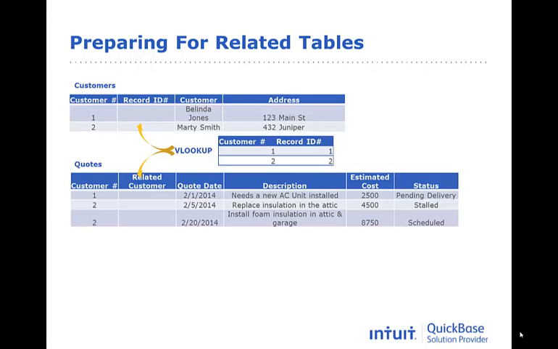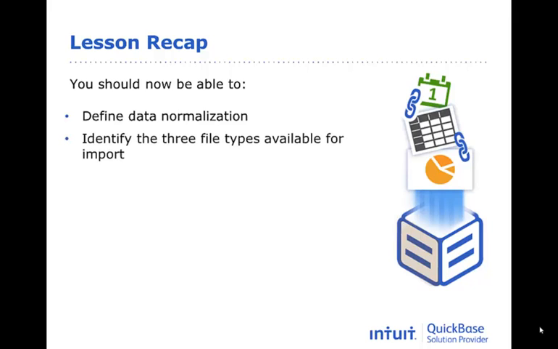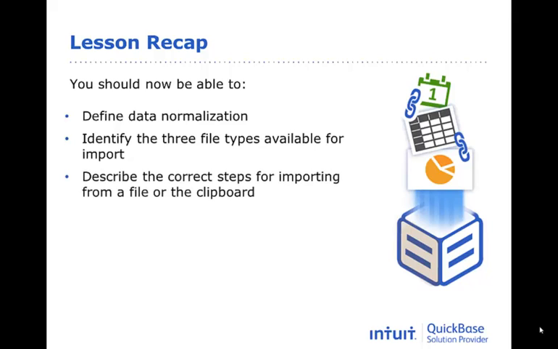We've reviewed a lot of information in this short time and have discussed 3 different ways to get data into a QuickBase application. As a QuickBase solution provider, you will need to be able to import data into QuickBase following these 3 approaches in order to provide the best service to your client and ensure they are set up for application success. This concludes our lesson on the 3 ways to import data into your QuickBase application. You should now be able to define data normalization, identify the 3 file types available for import, describe the correct steps for importing from a file or the clipboard, and demonstrate understanding of table-to-table imports.